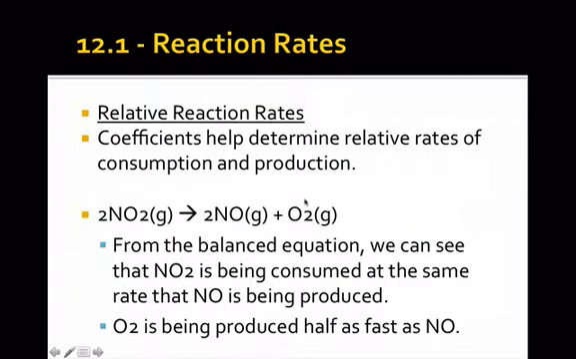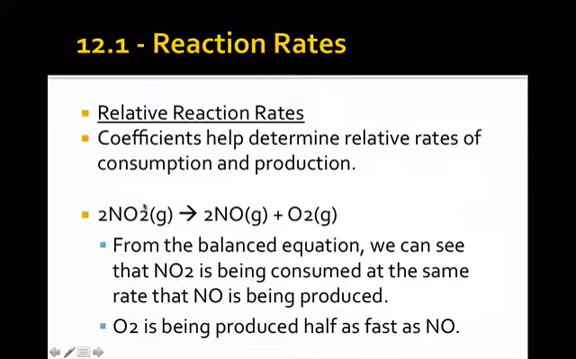Relative reaction rates. So if I want to know consumption versus production, coefficients help determine relative rates of consumption and production. We're consuming the reactants and we're producing the products. Here's our example balanced equation right here. What we do is we can use the coefficients to predict relative rates of these consumption and production.